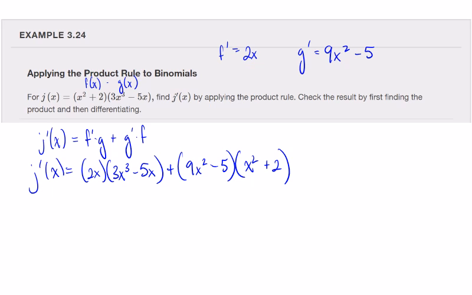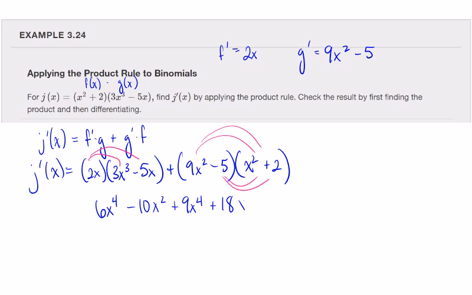So now it's just a matter of simplifying, doing a little bit of algebra here. So I'm going to distribute. 2x times 3x cubed is going to be 6x to the fourth. 2x times negative 5x is negative 10x squared. And then we'll distribute here. Okay, foiling. So 9x squared times x squared is going to be 9x to the fourth. 9x squared times 2x is going to be 18x cubed. Negative 5 times x squared is negative 5x squared. And negative 5 times 2 is negative 10.